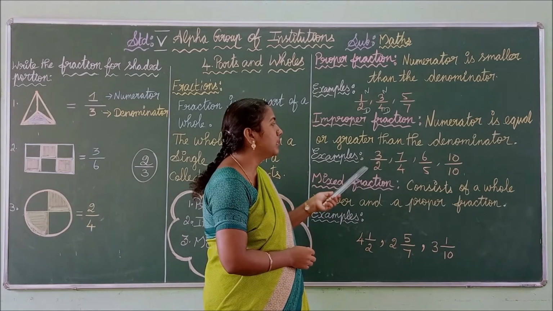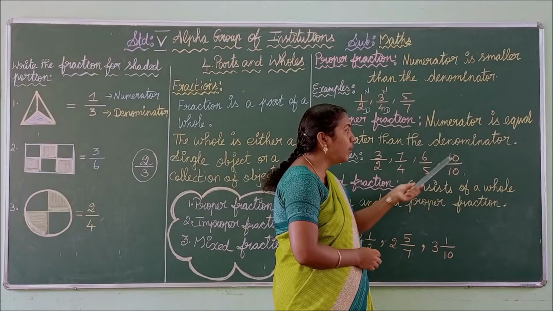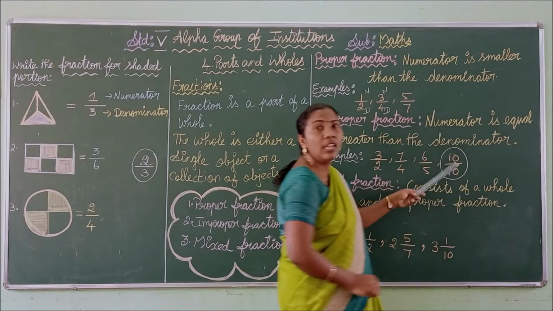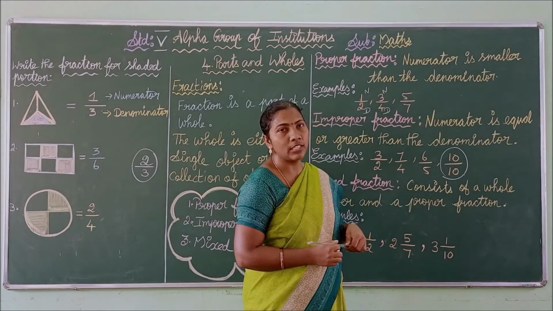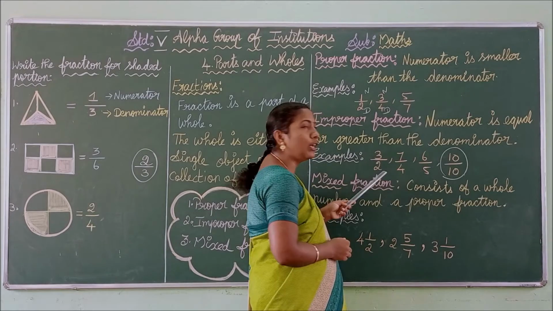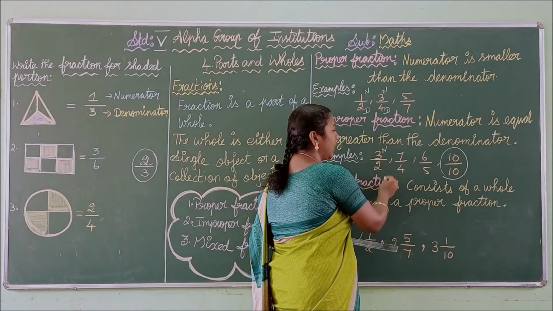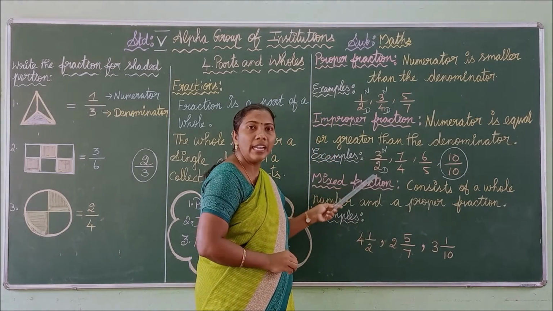Okay, see the examples: 3 by 2, 7 by 4, 6 by 5, 10 by 10. See here, both the numerator and the denominator are equal. Such a type of fraction we can also call an improper fraction. See the first example, 3 by 2. Which is the numerator? 3. And which is the denominator? 2. See here, the numerator is bigger than the denominator.